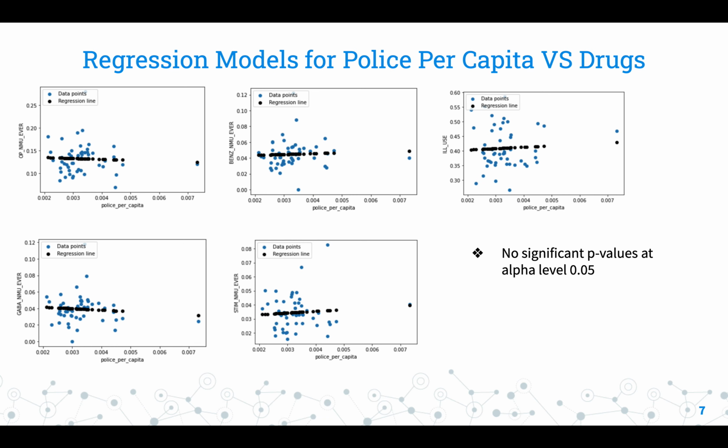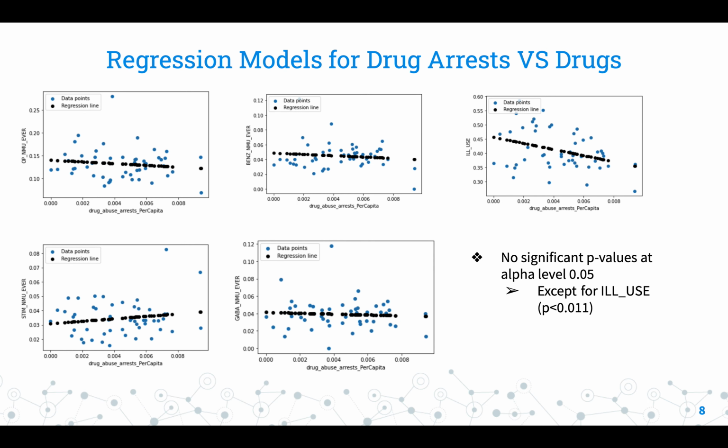The regression models for police per capita versus our selected drug variables showed that there were no significant p-values at an alpha level of 0.05. And our graphs also showed that there is no correlation in our regression line. Similar findings were discovered for drug arrest versus our selected drugs. We had no significant p-values at alpha level 0.05, except for illegal use, which had a p-value less than 0.011.